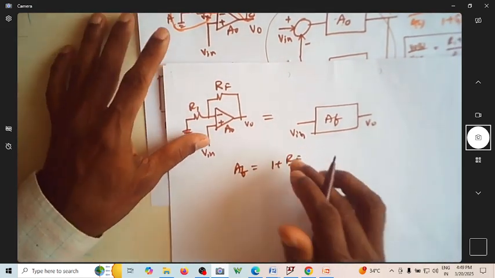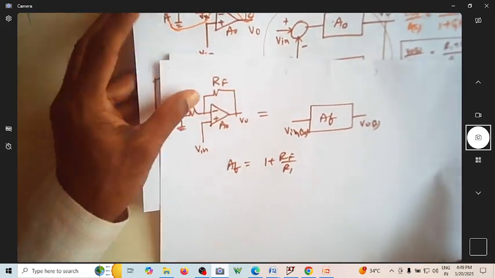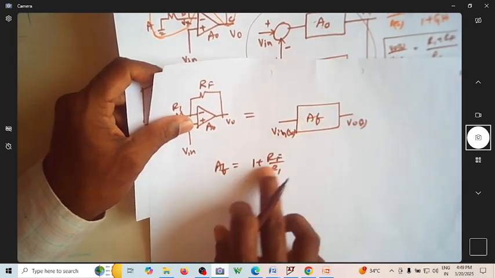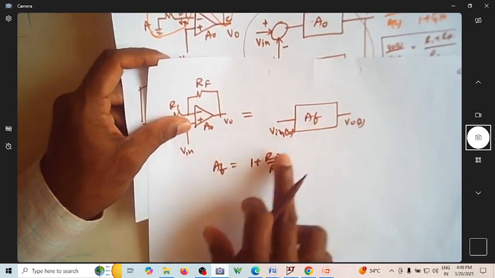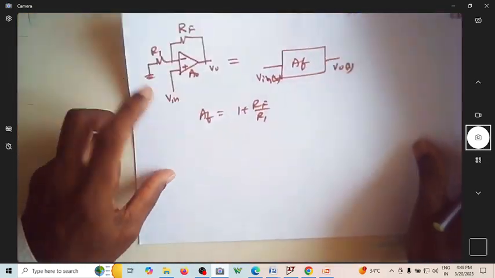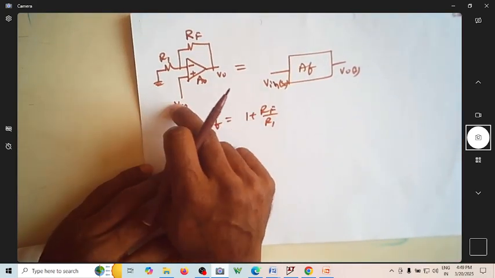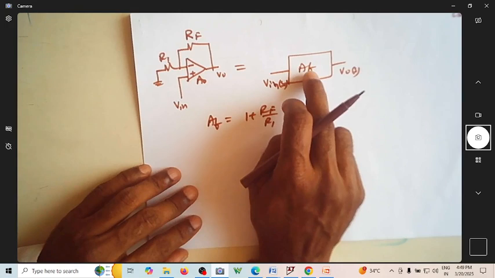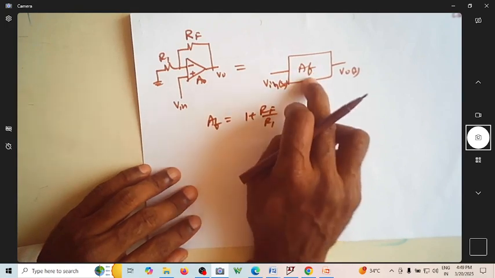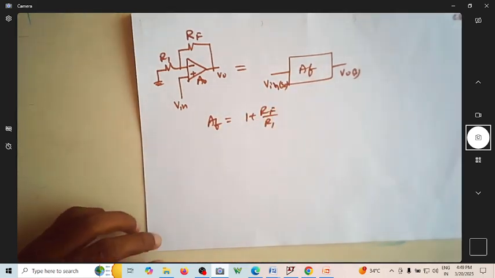Of course, suppose if you want to write Laplace, you can write this V naught of S over V in of S and its closed loop transfer function is 1 plus RF by R1. This is V naught. So this is so good. So we can represent a non-inverting amplifier by a single block which is AF whose value is 1 plus RF by R1. That's fine.